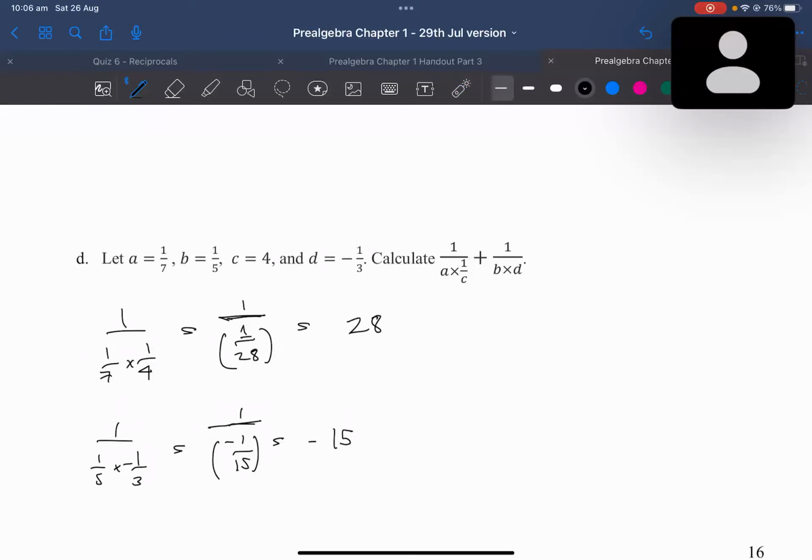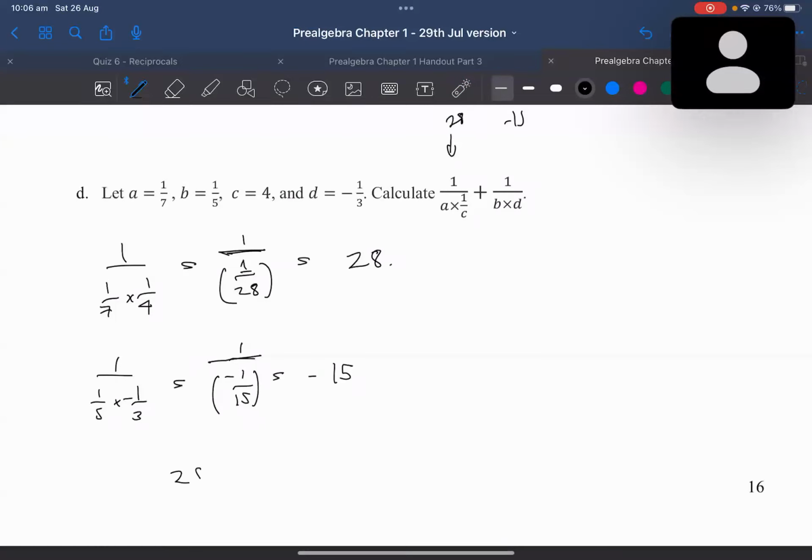So this part's 28, this part's negative 15. If you add them together, what would our answer be? Anyone online? Negative 13. Careful, 28 is bigger. 13, so it's 28 minus 15 is 13. Good, that's the answer.